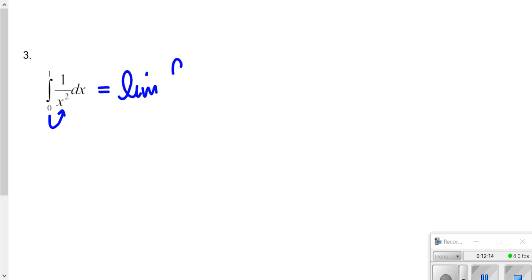Okay, so I'm going to rewrite this. I'm going to put an a in the bottom. I'm going to keep the top bound. I'm going to let a approach 0. I need to think about direction on this. So if I'm thinking about the interval from 0 to 1, and here is my problem value, I need to be approaching my problem value from inside the interval that the bounds define. So I would be approaching it from inside the interval. So that means I'm approaching from the right.